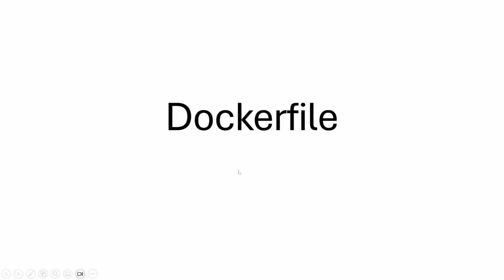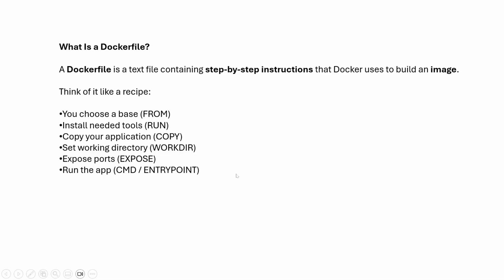So today we are going to see about Dockerfile. What exactly is a Dockerfile? It is a text file containing step-by-step instructions on how Docker should build an image. You can think of it like a recipe. In case you're going to bake a cake, you need all the raw materials, baking powder, and then you have to place it in an oven and cook it, and then you have to add all the sugar, everything, right?